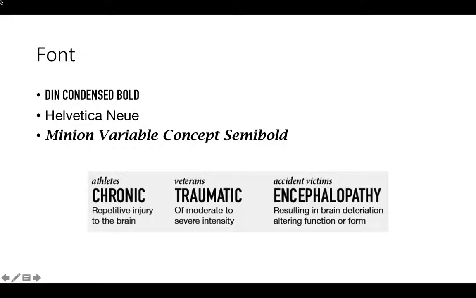I had to do my best. The DIN condensed bold was very easy. My typography model was very, very blurry, so it was hard to match fonts exactly. I'm not sure the Minion variable concept semi-bold was the right one, but it looks pretty good, and I think it's close enough to the model that no one's going to question it too much. But that's an area where if I had a magic tool or a wand where I could improve my infographic, doing a deeper dive into the fonts would be something that would be interesting for me.